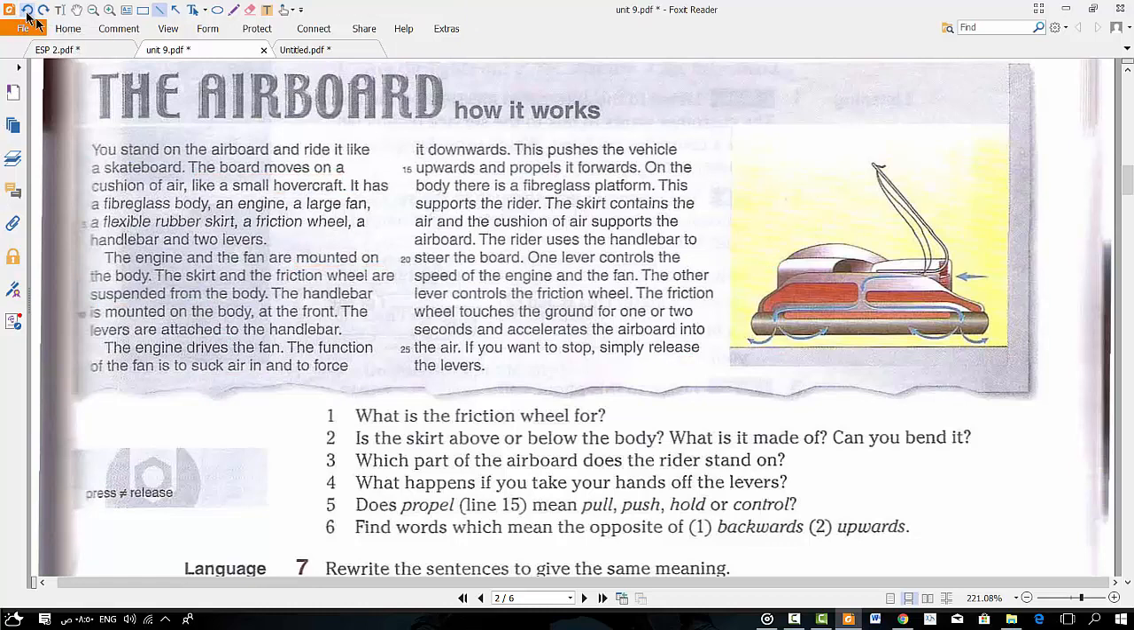Okay, now let's read the questions. What's the friction wheel for? The friction wheel touches the ground for 1 or 2 seconds and accelerates the airboard. It's used for accelerating the airboard into the air.